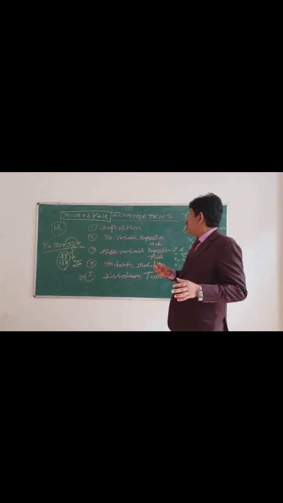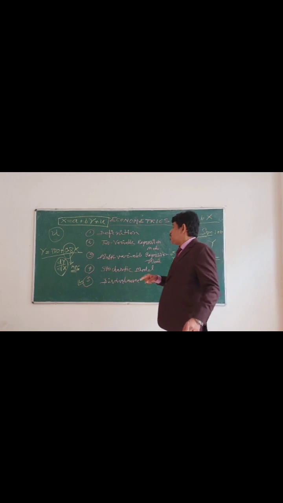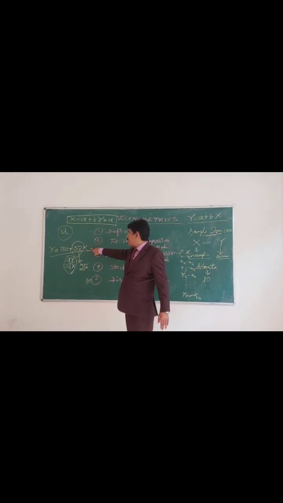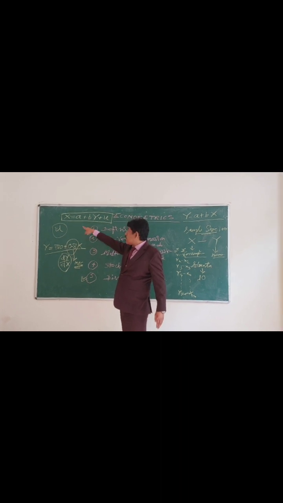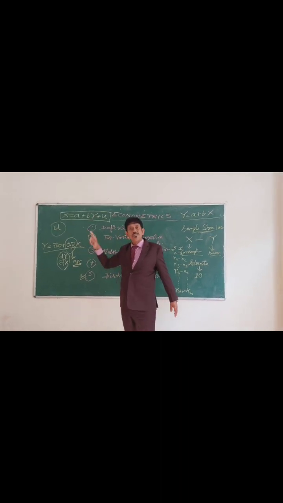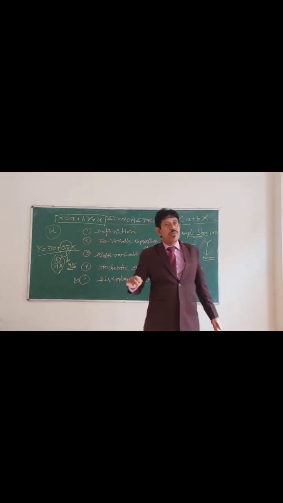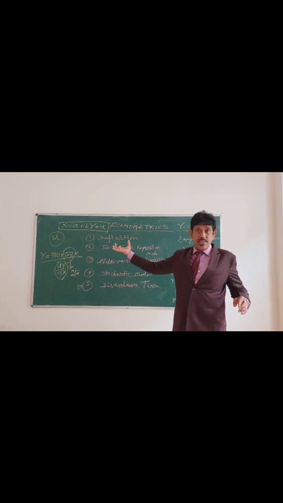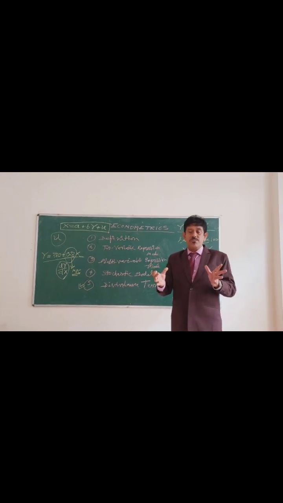So this was the two variable regression model. The two variable model is the starting point of econometrics. The two variable regression model, the two variable stochastic case, with the inclusion of the disturbance term.